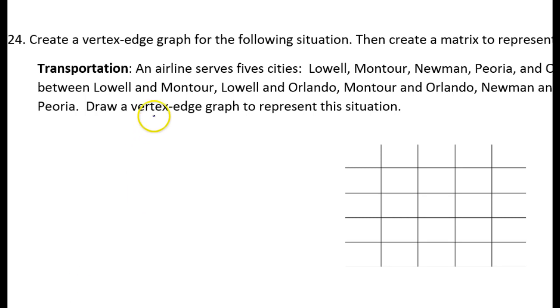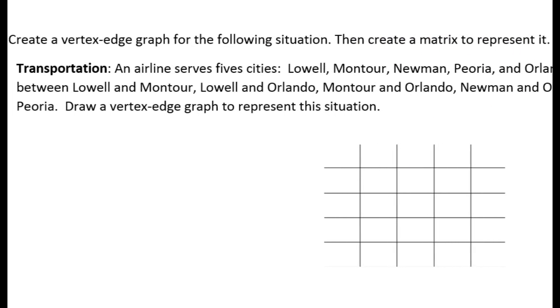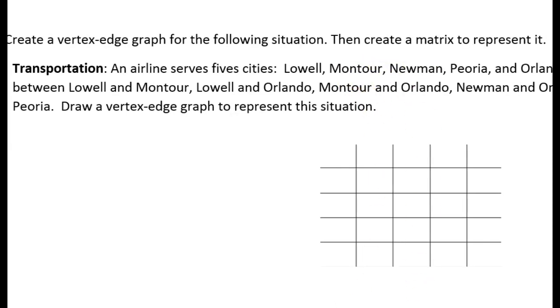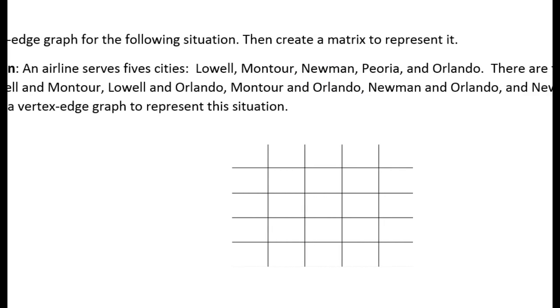Okay, let's do one more problem. Create a vertex edge graph for the following situation. Then create a matrix to represent it. So we're talking about transportation. An airline serves 5 cities: Lowell, Montour, Newman, Peoria, and Orlando.